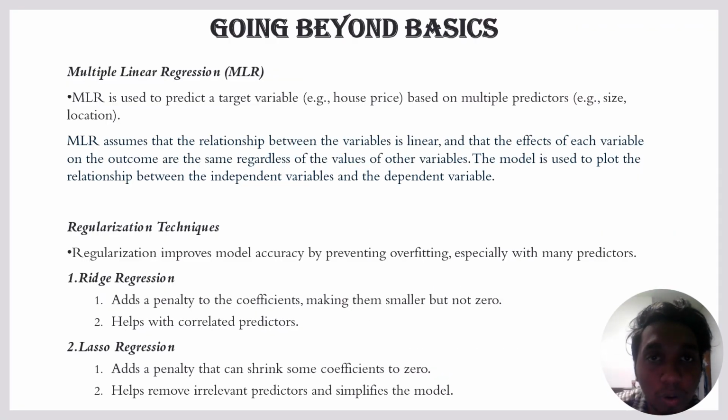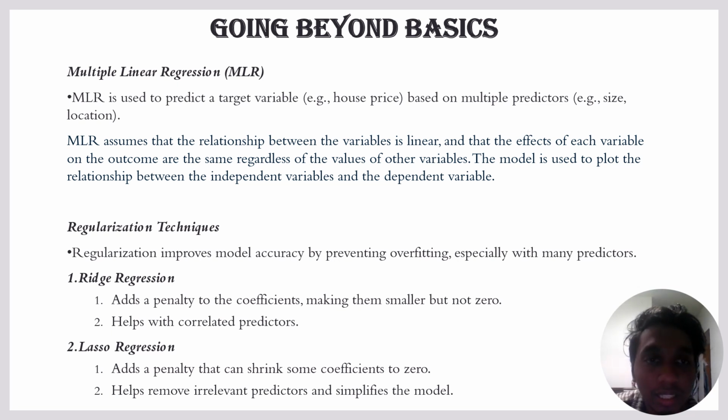As datasets grow more complex, we need advanced techniques. One of these is the multiple linear regression or MLR. Instead of just one predictor, MLR uses several, like size and location for house prices. It assumes each predictor's effect on the outcome is consistent.